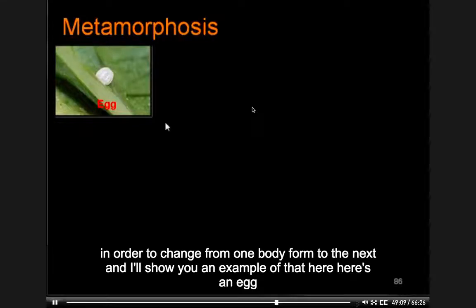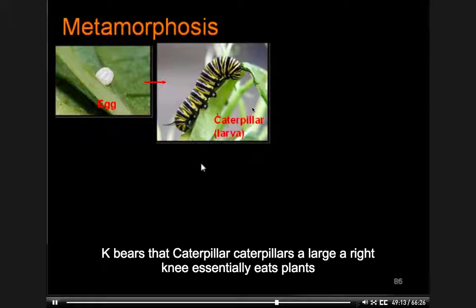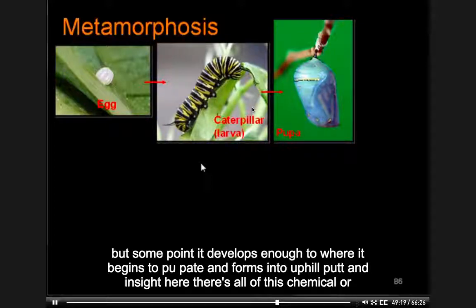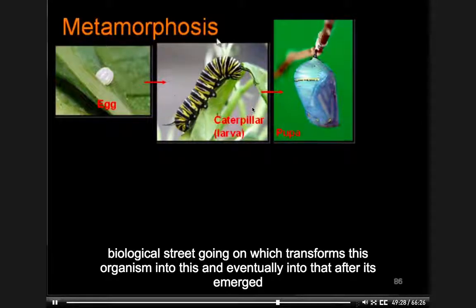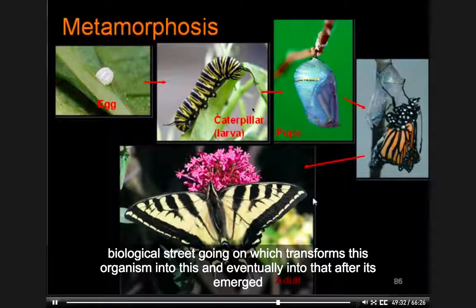Here's an egg of a caterpillar. Okay, there's that caterpillar. Caterpillars are larvae, right? It essentially eats plants. But at some point it develops enough that it begins to pupate, and it forms into a pupa. And inside here, there's all of this biochemistry going on, which transforms this organism into this, and eventually into that after it's emerged.